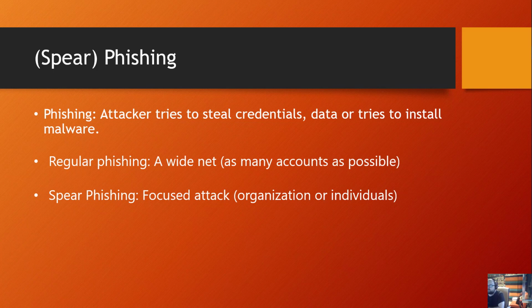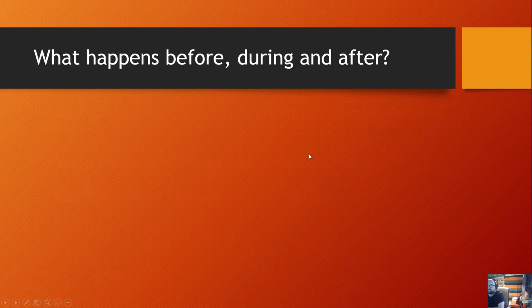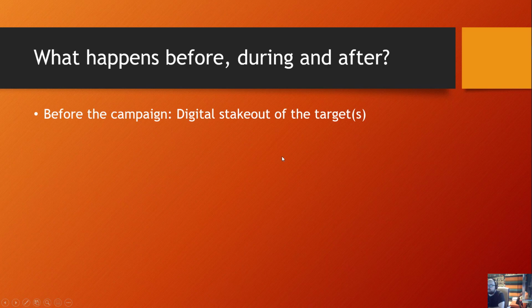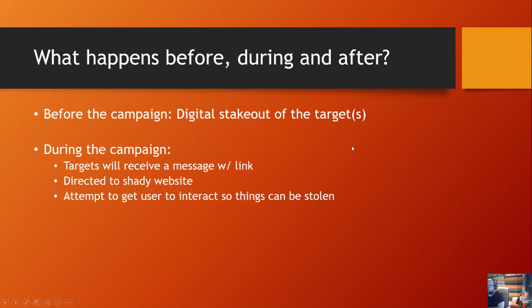Let's take a look at what happens during a spear phishing attack. What happens before, during, and after? Before the campaign starts and any contact is made with a target, the hacker will likely set their target and goal. If they're serious, they'll try and perform what I like to call a digital stakeout of their future victim. They'll try to identify which users they should try to target and what might be the best way to do that. Once that is established, they will set up their campaign.